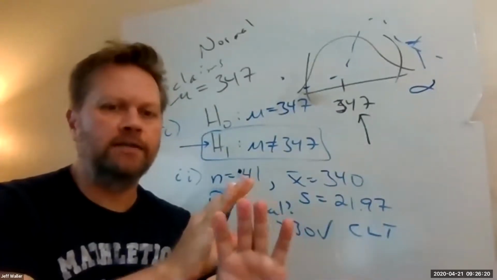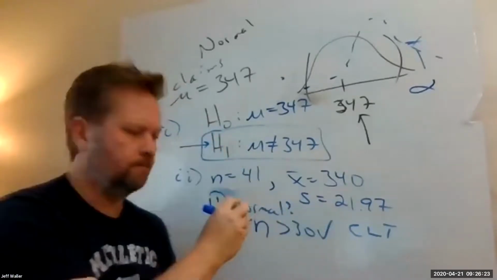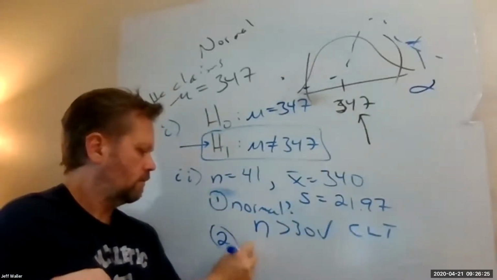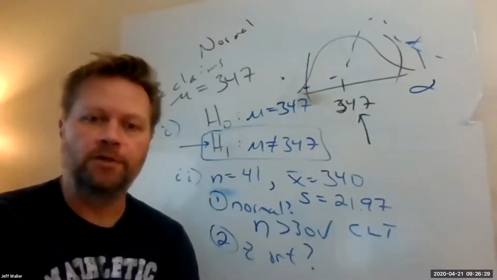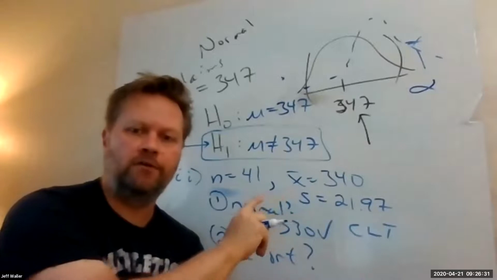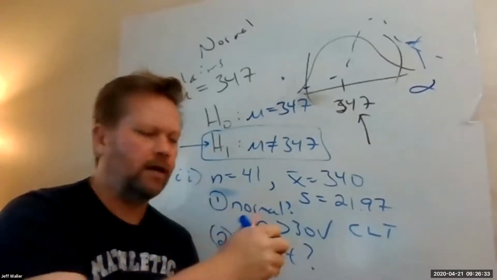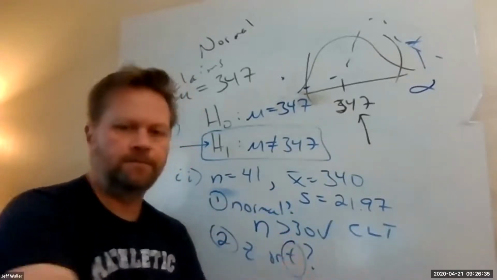What do I check now to tell if I use a Z or a T? Which standard deviation do I know? I only know S, therefore, I have to use T-scores.